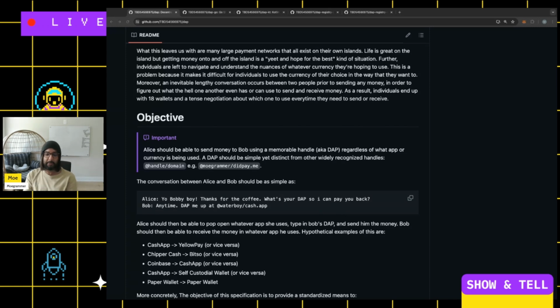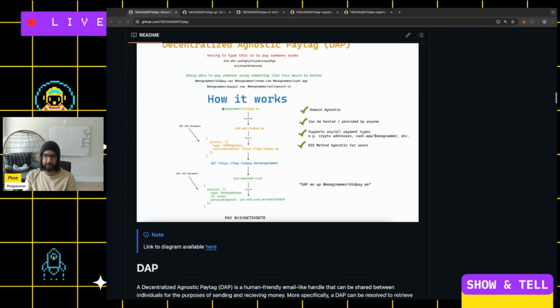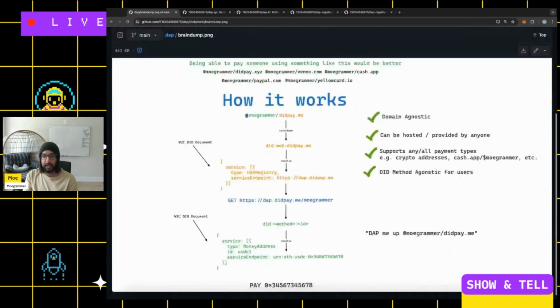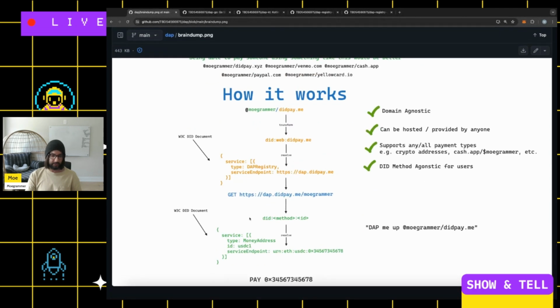So effectively, DAPs at their core are a handle that actually points to a DID. When that DID is resolved, it resolves to a DID document, which is just a JSON object that has all of the money addresses that you have registered. So let's say you can receive Bitcoin over Lightning, USDC, and you can also accept payments via PixPay, right? There would be 3 money addresses in your DID document.